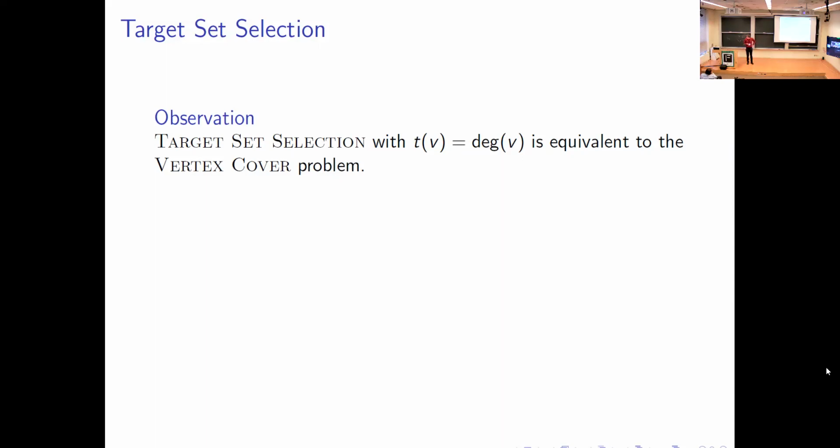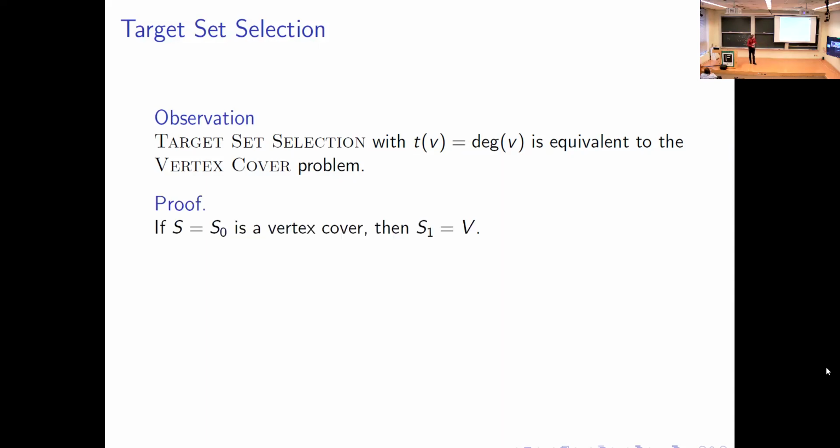So the first observation is that when I set the thresholds to be equal to the degree of a vertex, then this is equivalent to the vertex cover. Just to recall, in a vertex cover, the goal is to select a set of vertices such that every edge has at least one end in the set.